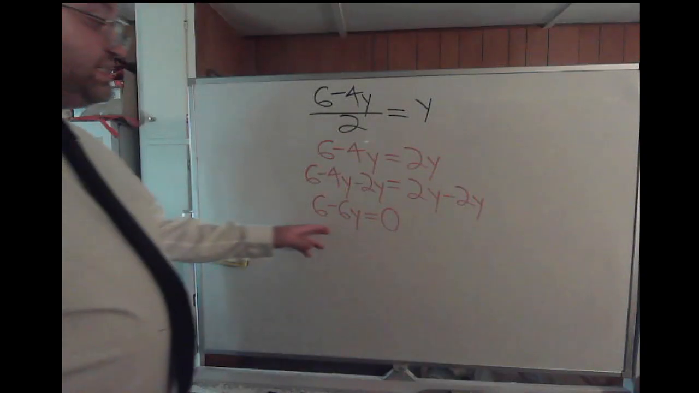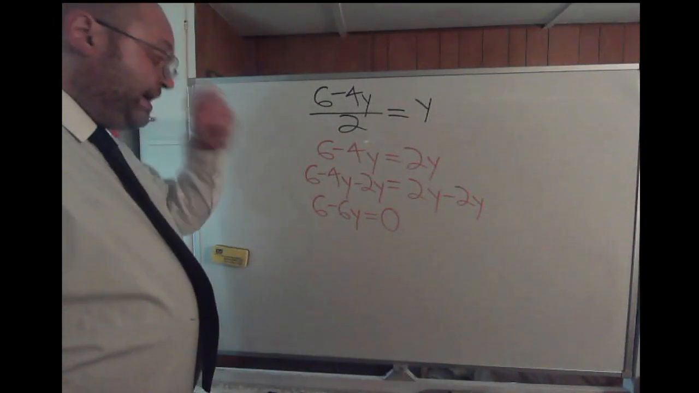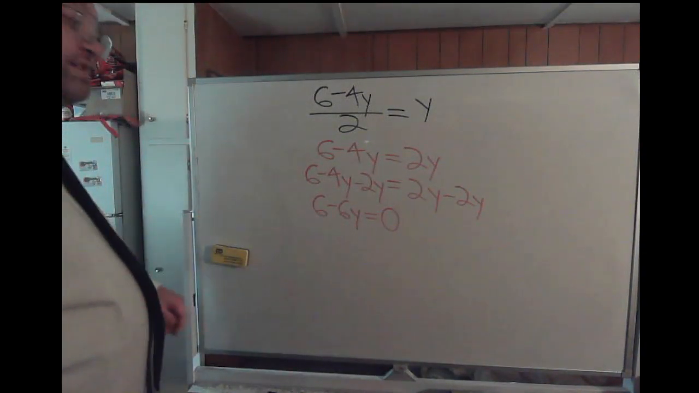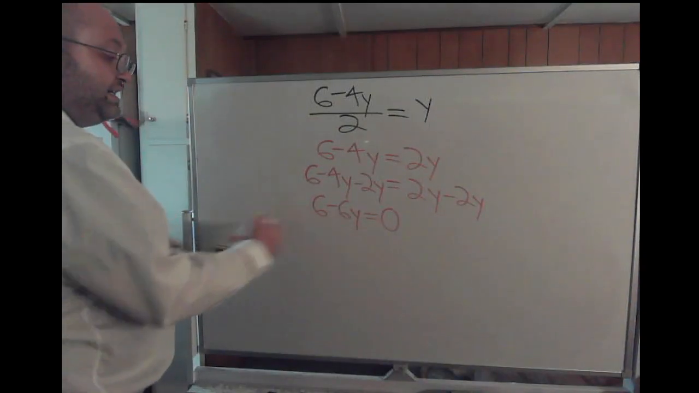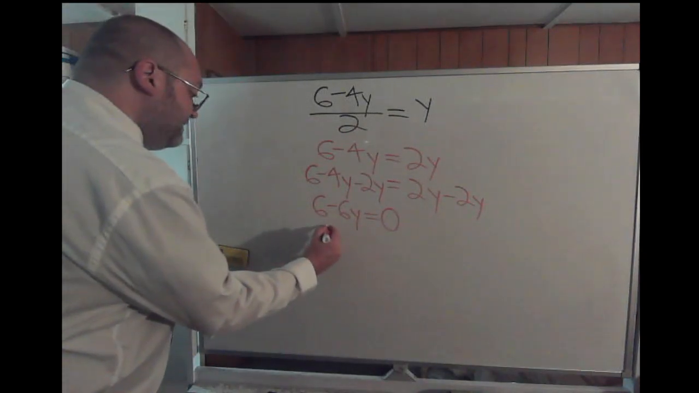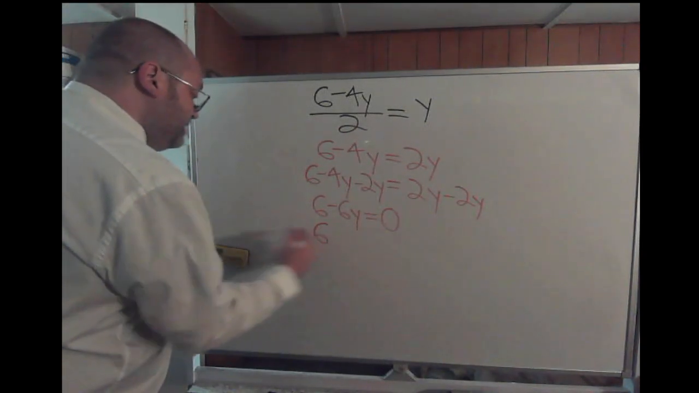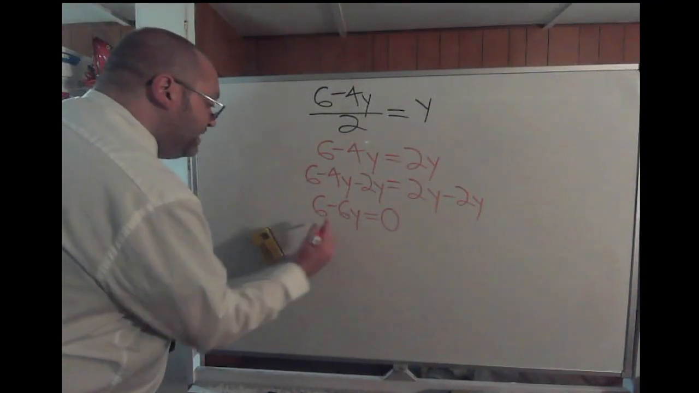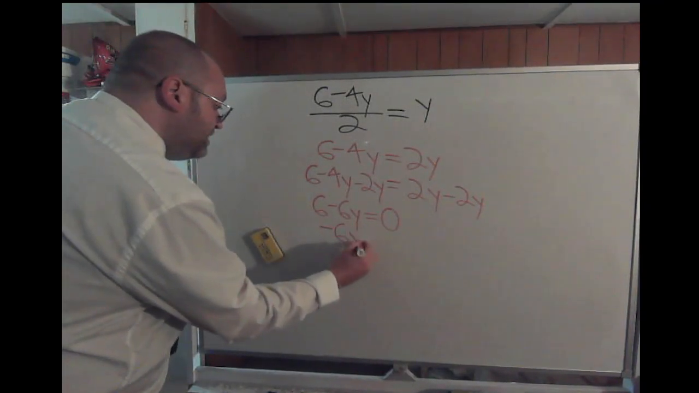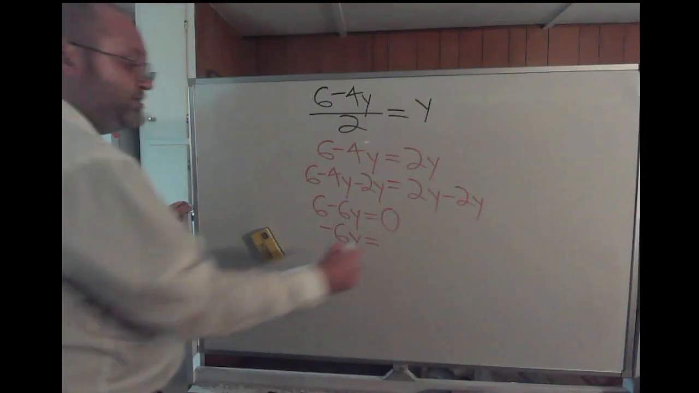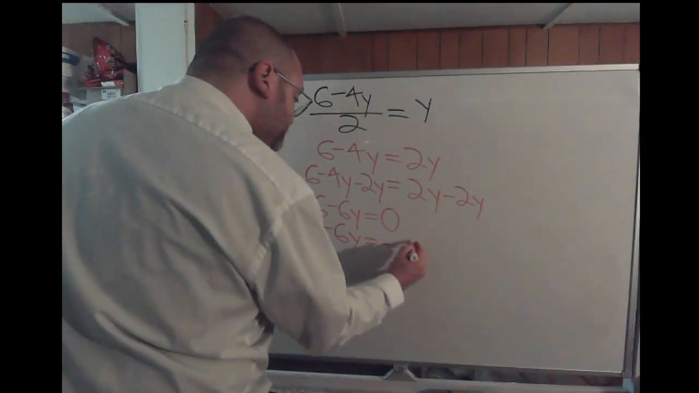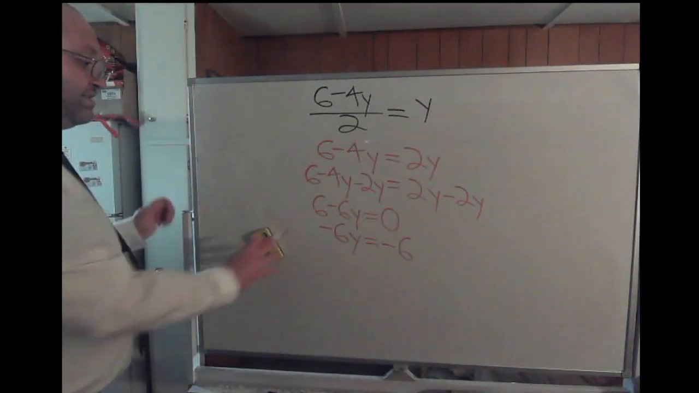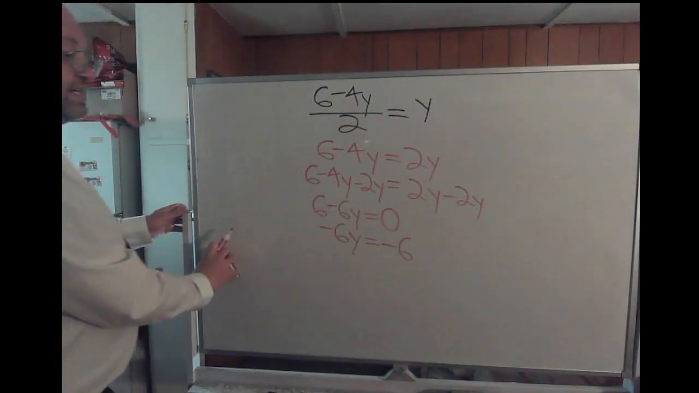Alright, well, we have 6 minus 6y. We just want to get this negative 6y by itself on the left side. We have plus 6. We've got to subtract 6. So if you subtract 6 from the left side, you'll just get that negative 6y by itself. You do it to the right side, 0 minus 6, that's going to be negative 6. So now we've got negative 6y equals negative 6.